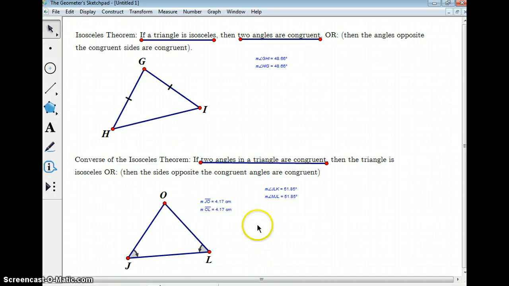And what we're going to do now is we're going to look at the converse of the isosceles theorem, and we're going to prove it in a way very similar to how we proved the isosceles theorem in our fuse meeting.